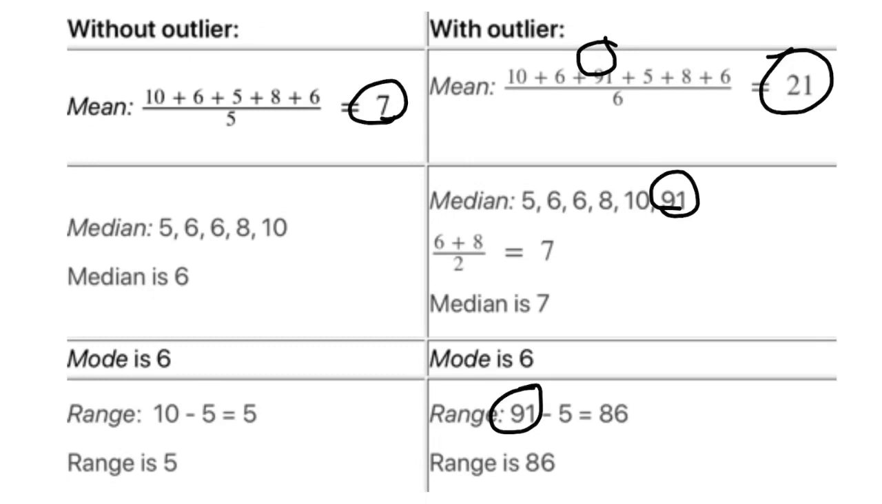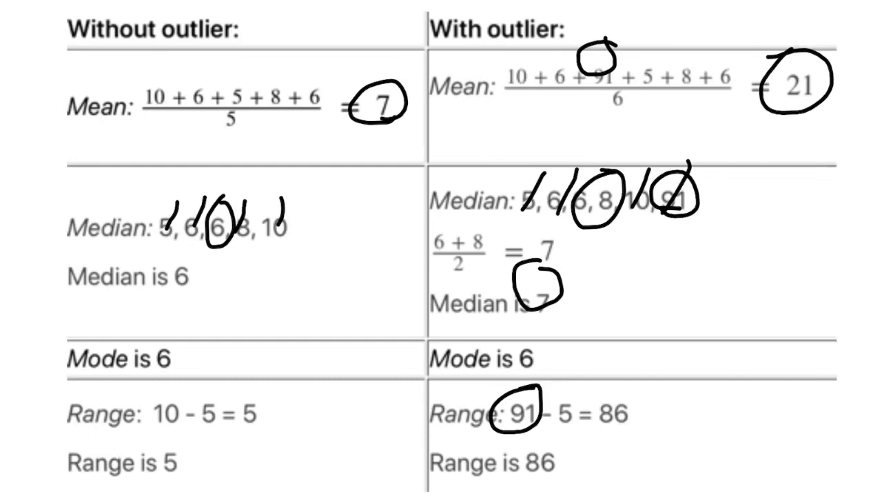So let's look at median. We've put our numbers in order, least to greatest, 5, 6, 6, 8, and 10, and we've taken out the number 91. So we cross off 1 from each side, and here we have the median, which is 6. Here with the outlier 91, we have two middle numbers, 6 and 8. So we have to add those two middle numbers. 6 plus 8 is 14, and then we divide that by 2, and our median is 7.